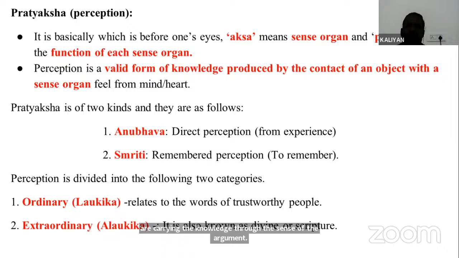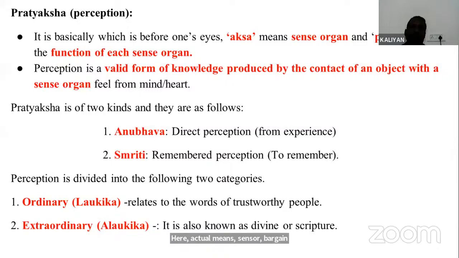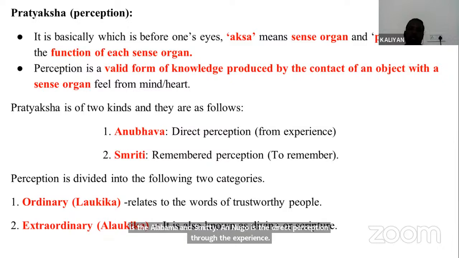Here Aksha means sense organ, and Prati means function of each organ. So perception is a valid form of knowledge produced by the contact of an object with the sense organ. And there are 2 types of Pratyaksha: Anubhava and Smriti. Anubhava is direct perception, through experience. Smriti is remembered perception, to remember.